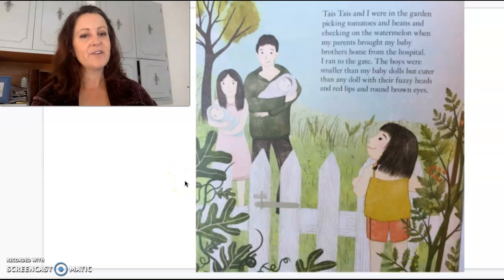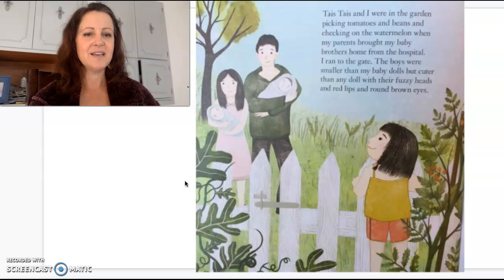Tsai Tsai and I were in the garden picking tomatoes and beans and checking on the watermelon when my parents brought my baby brothers home from the hospital. I ran to the gate. The boys were smaller than my baby dolls, but cuter than their fuzzy heads and red lips and round brown eyes.